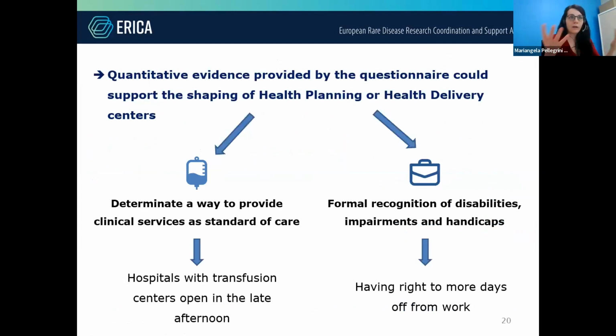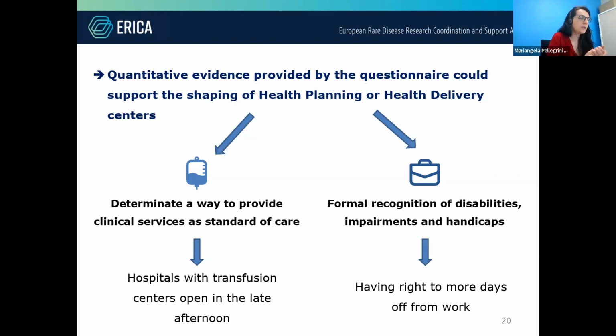So we have these two data. How can we use them for advocacy? We can show that we have quantitative evidence. So we pass from the qualitative perception of the experience of care, of the way of conducting one's own life and existence, to evidence, data that can be used for claiming needs at the level of health planning or health delivery centers.